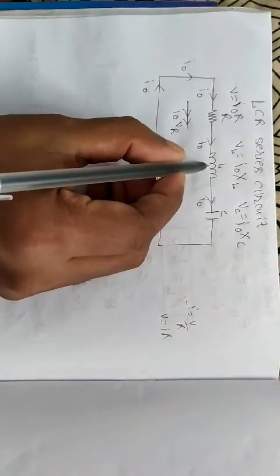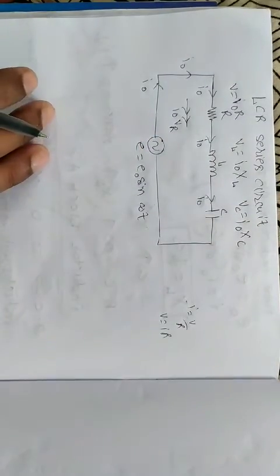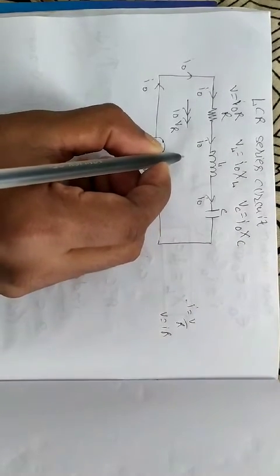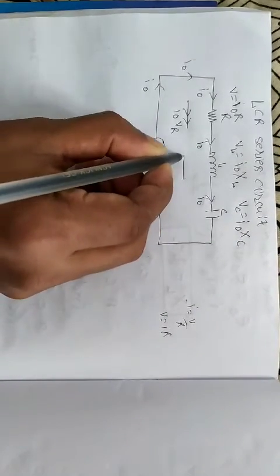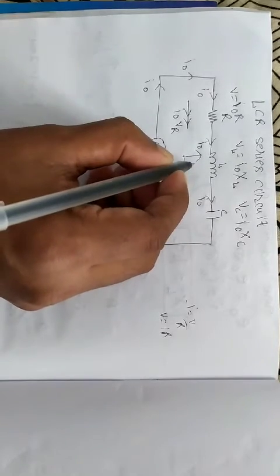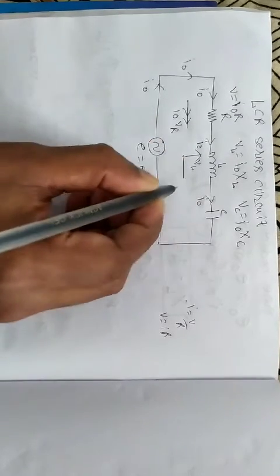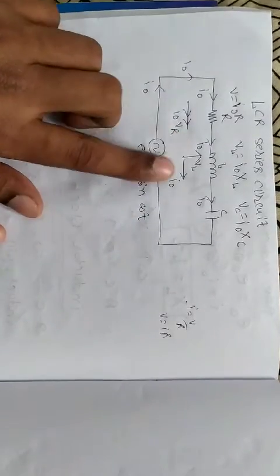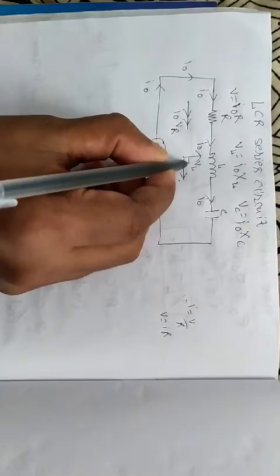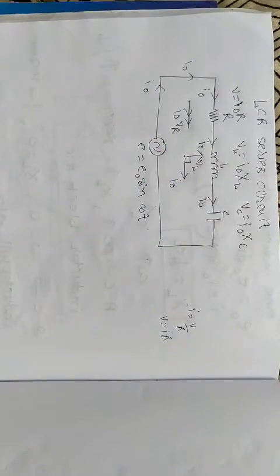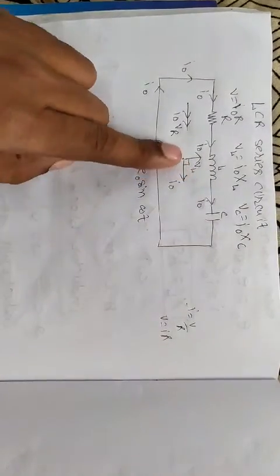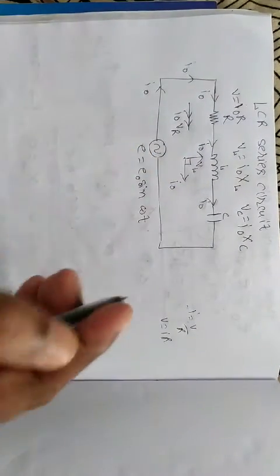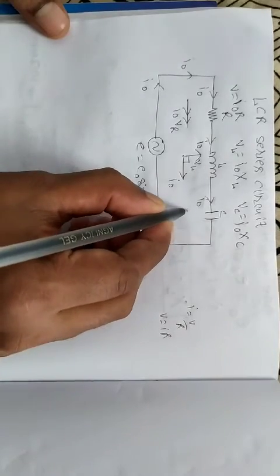But in the pure inductive circuit, in an AC circuit with pure inductance, the voltage will lead. That means VL will lead the current. So voltage will lead and current will lag, by an angle of pi by 2. Who will lead? Voltage will lead. Who will lag? Current will lag, by a phase of pi by 2. And in the capacitive circuit, what will happen?